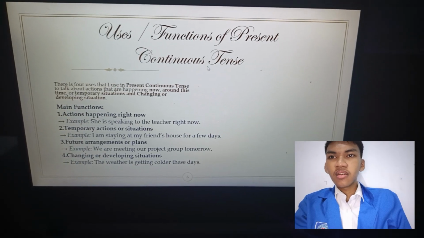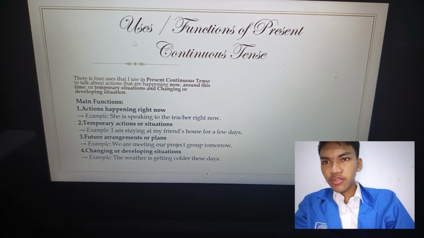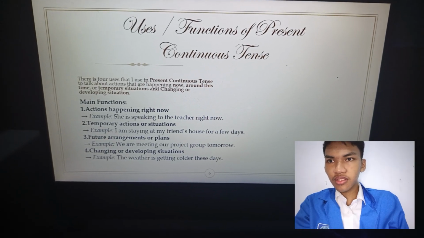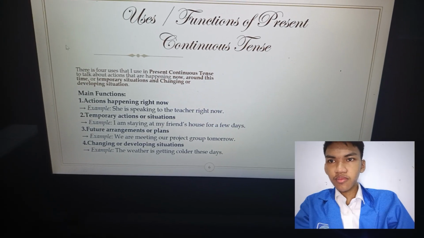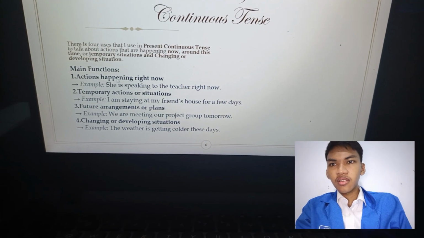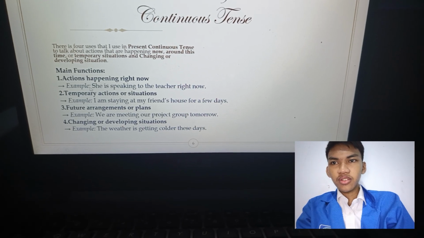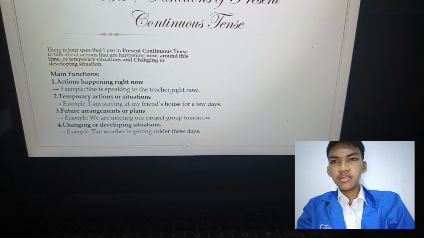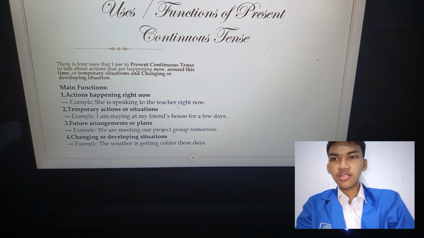Next, the use or function of the present continuous tense. There are four uses. I use the present continuous tense to talk about actions that are happening right now, around this time, temporary situations, and changing or developing situations. First, action happening right now. For example, she is speaking to her teacher right now.